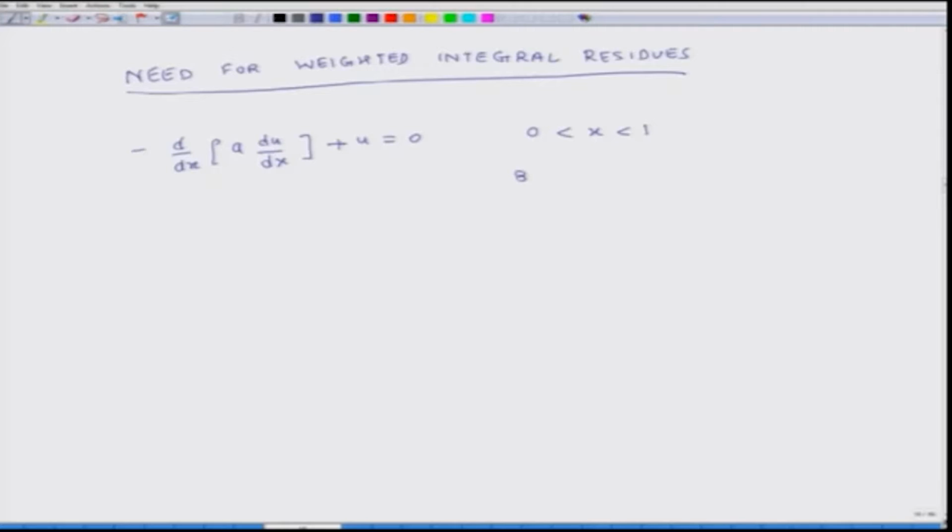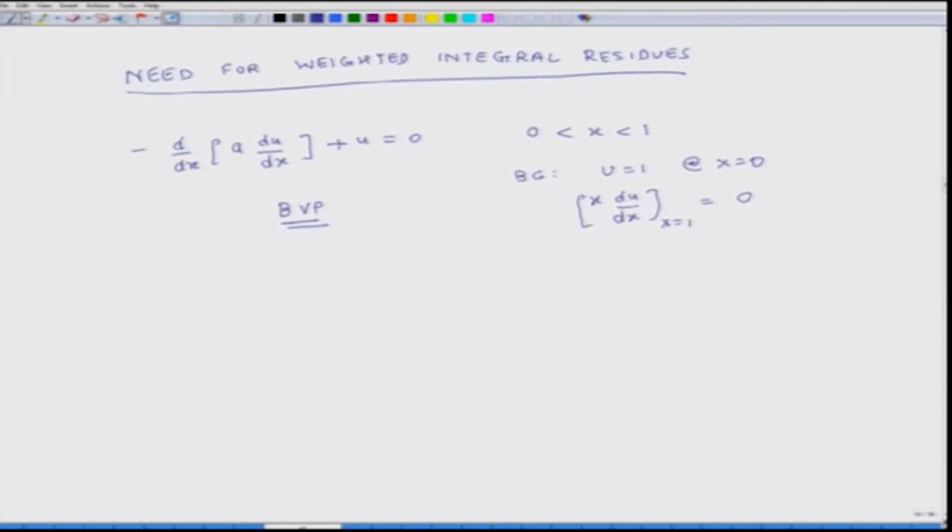And the boundary conditions are u is equal to 1 at x is equal to 0, and x times du over dx at x is equal to 1 is 0. So, this is a boundary value problem, because I have specified conditions on both the boundaries. In boundary value problems, we have to know the conditions on all the boundaries.